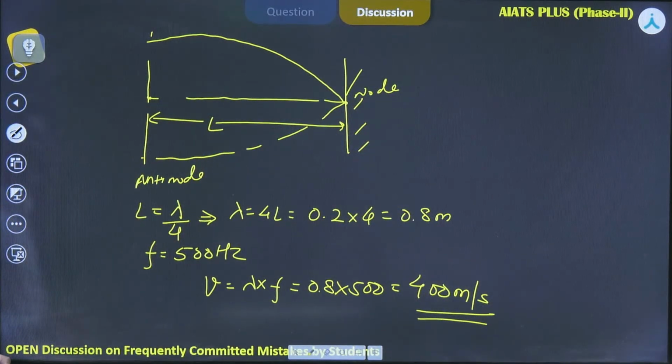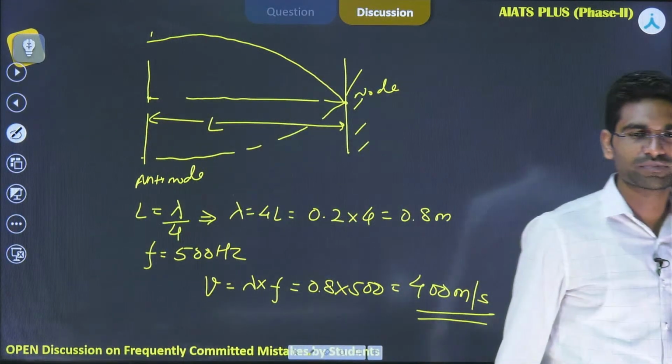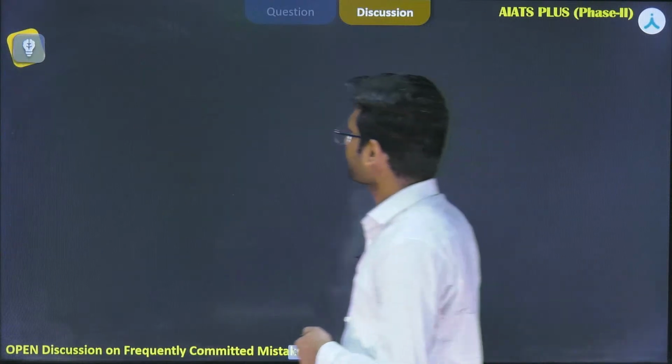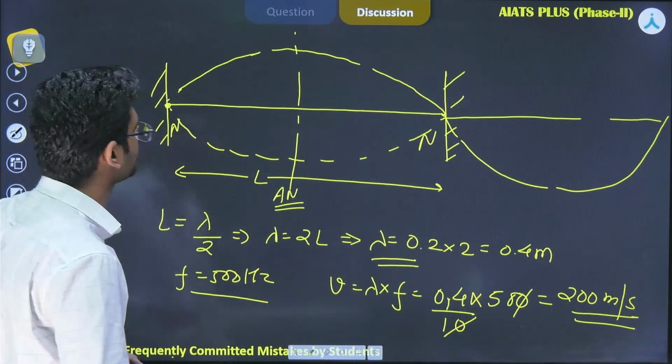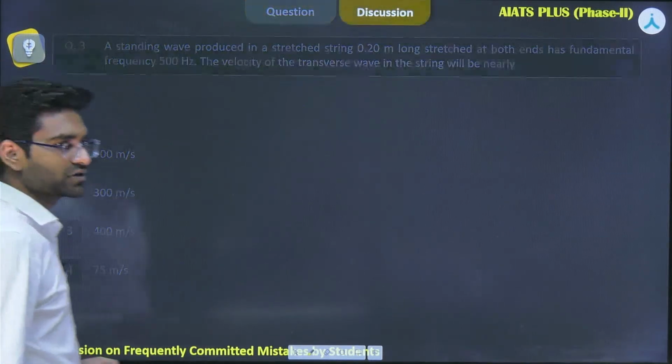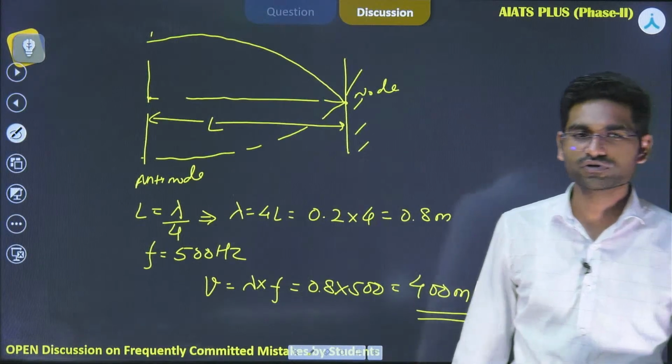Got it? So if the question is like this, then the answer would be 400 meter per second, and if the question was like this, then the answer should be 200 meter per second. Any doubt in this question so far? No? Let's move to another question then.